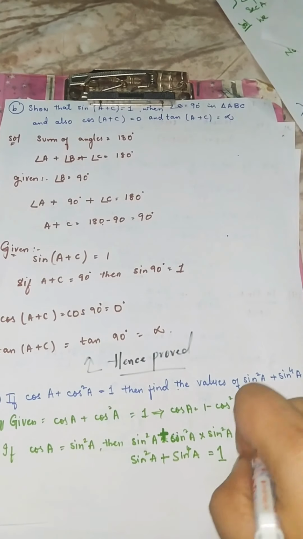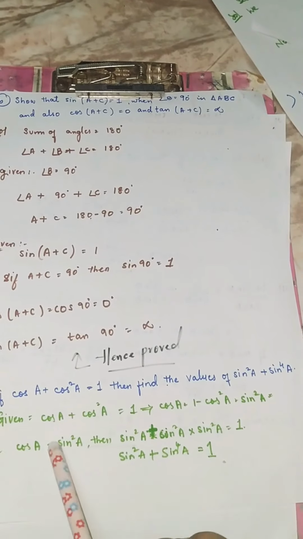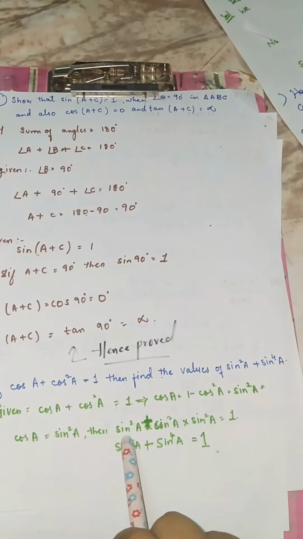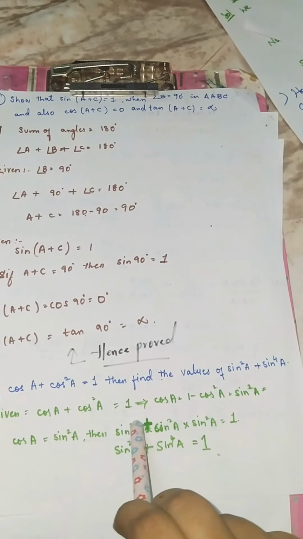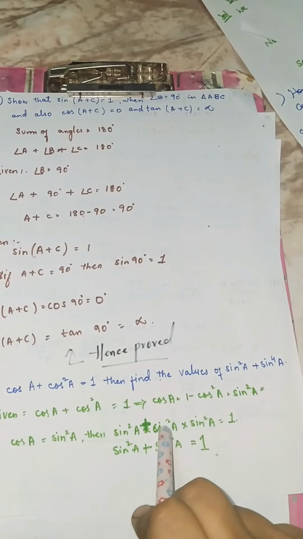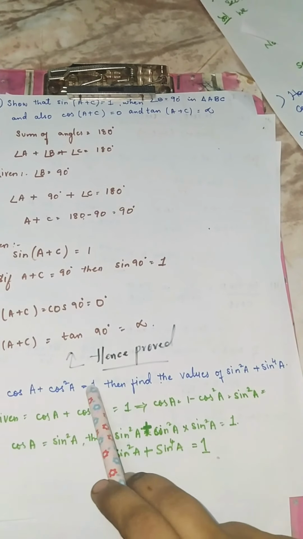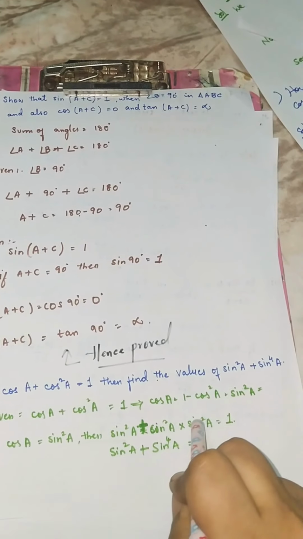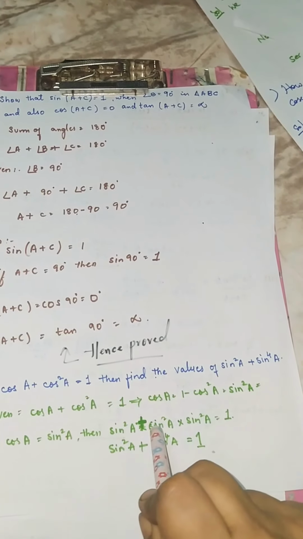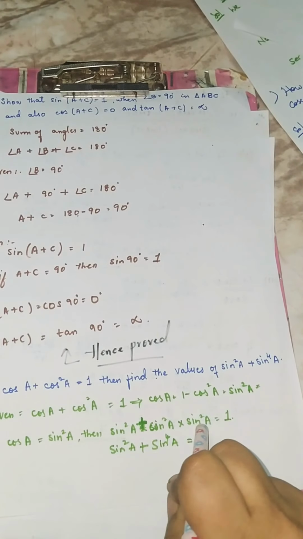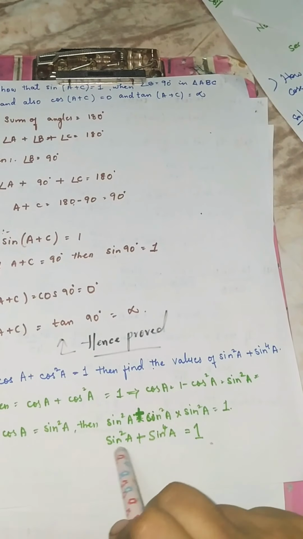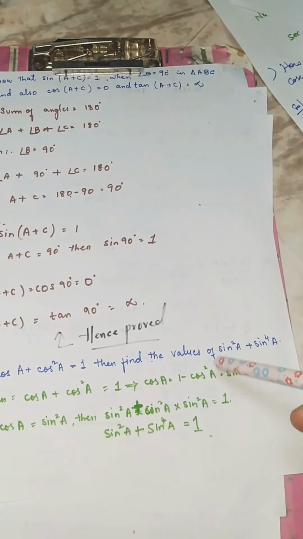Now what is cos A? Cos A we got as sin square A. Now plus, you have to take cos square A, which is given. Cos A is sin square A, and squared means you take sin square A twice. So this sin square A plus sin square A into sin square A, which you can take as sin 4A. Then sin square A plus sin 4A is equal to 1.